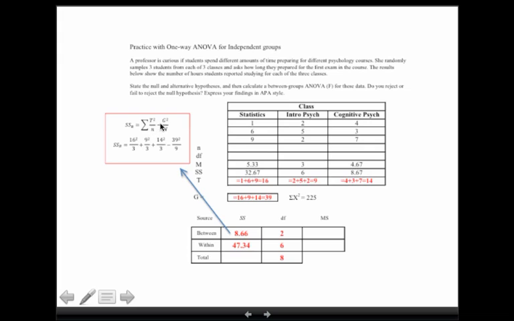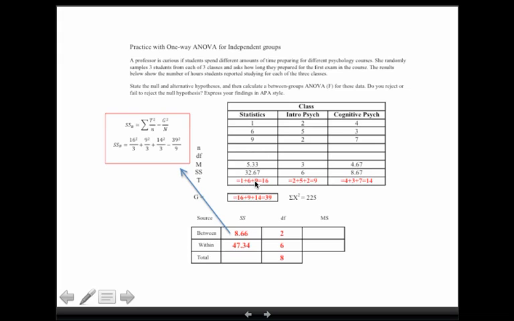Now, when you are calculating your sum of squares between, you need the sum of t squared over n, small n, minus g squared over big N. Small n is the number of participants in whichever group you're looking at, so whichever condition you're looking at. Big N is the total number of participants in your whole sample. T is the data for one particular group, and I've calculated T here for each level. So T is each raw data point added up together.